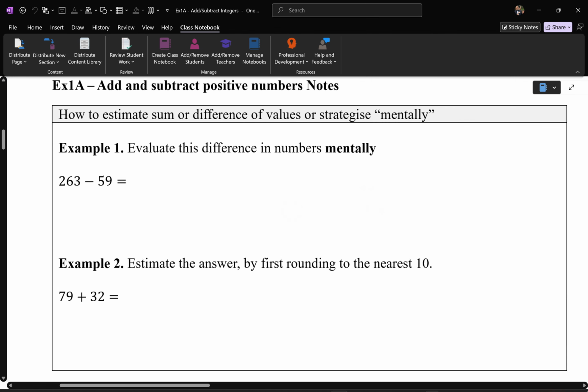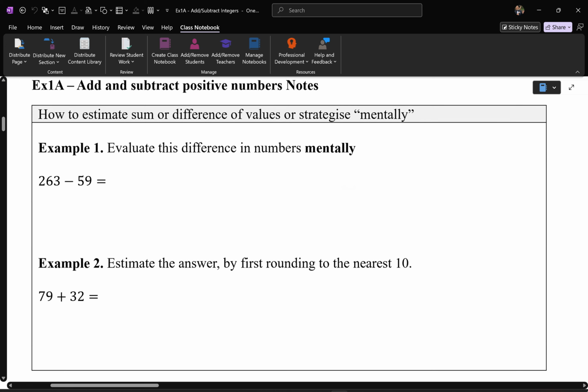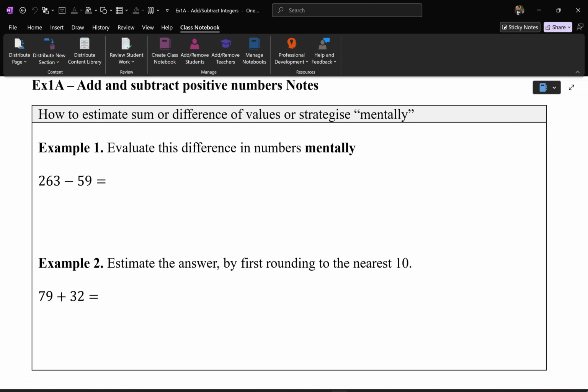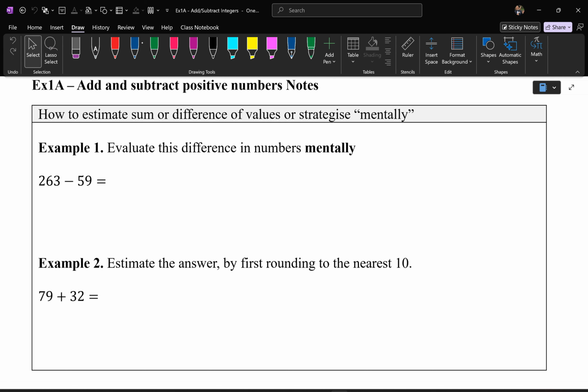So let's have a look at this one. In your learning map, if you remember the first one, A1.1, was about adding using mental strategies, right? So let's have a look here. It says, example 1, how to estimate sum or difference of values or strategize mentally. Demonstrating here as an example, 263 minus 59. Now, obviously, if you were to do it through an algorithm, which is what you might have learned in primary school, this is what it will look like.